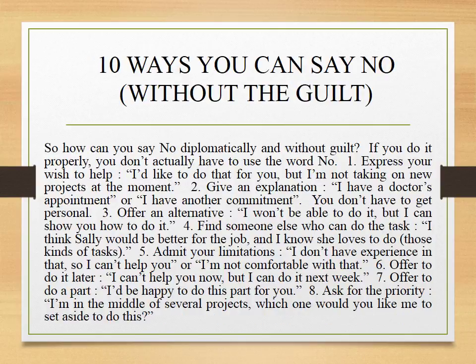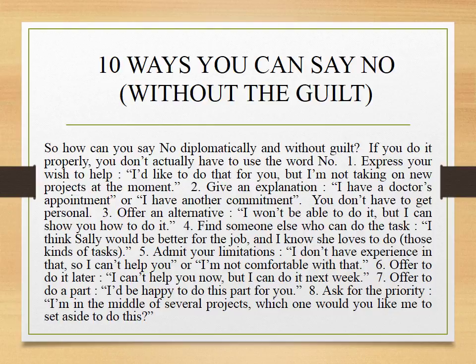Ten ways you can say no without the guilt. So, how can you say no diplomatically and without guilt? If you do it properly, you don't actually have to use the word no. 1. Express your wish to help. I'd like to do that for you, but I'm not taking on new projects at the moment. 2. Give an explanation. I have a doctor's appointment, or I have another commitment. You don't have to get personal.